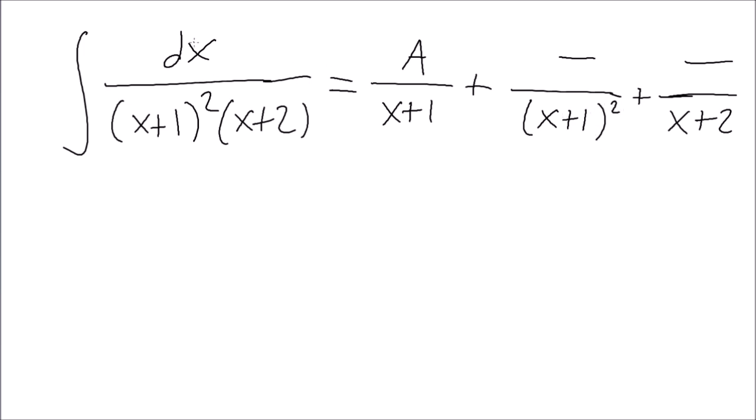The numerator is just 1, so we can just go like this: 1, 1. Cool. So plug in negative 1 here. Negative 1 plus 2, that's 1. So plug in negative 2, right? Negative 2 plus 1, that's negative 1, but it's being squared. Negative 1 squared is positive 1. Okay, positive 1.